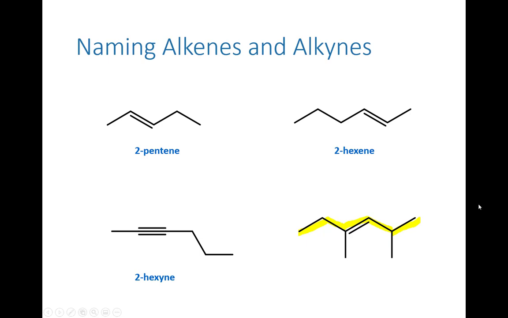How do we number? Now here we have to be very careful. Initially, it has nothing to do with these carbons here, the substituents. We have to give the alkene the lowest possible number. So if we number from the left, 1, 2, 3. Okay. And if we number from the right, 1, 2, 3. Well, that doesn't help. It's going to be 3-hexene no matter which way we go.